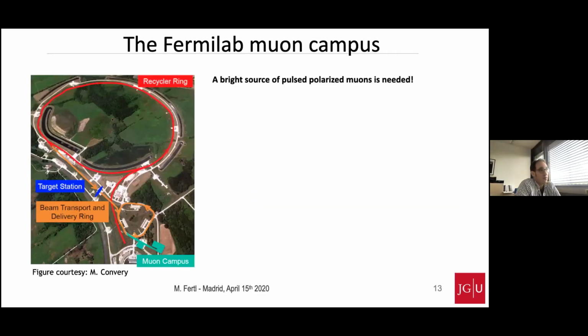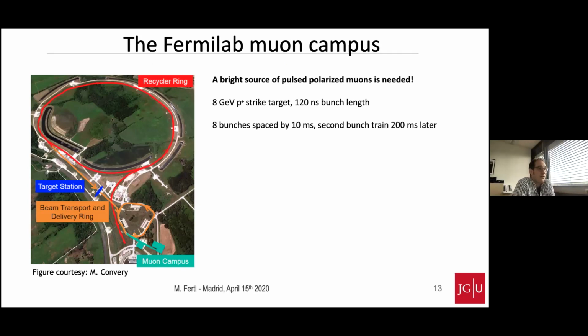And the new Fermilab Muon campus basically provides us with the bright source of the pulse-polarized muons that we need for our experiments. So we start out by striking 8 GeV protons on a target, with a bunch length of roughly 120 nanoseconds. These bunches, we take 8 of them, are separated by 10 milliseconds, and we take a second bunch train 200 milliseconds later to avoid pileup in our experiment and just to optimize the experiment performance.